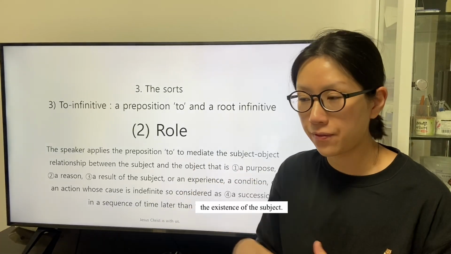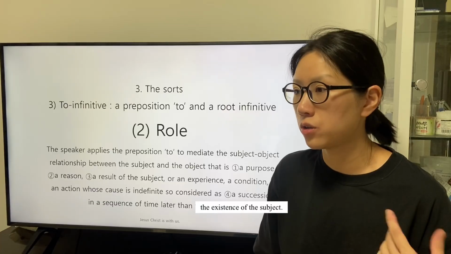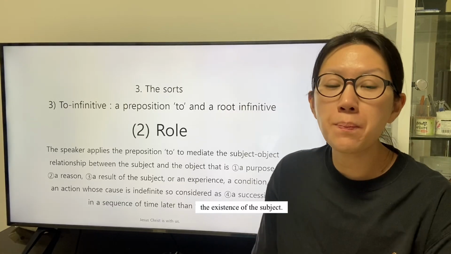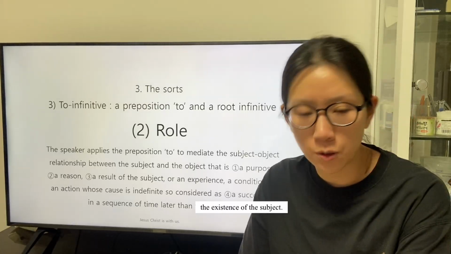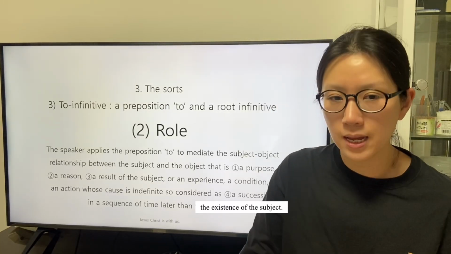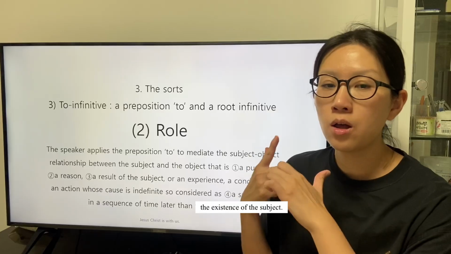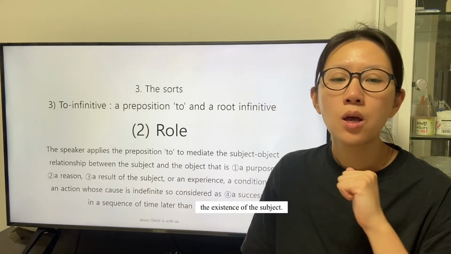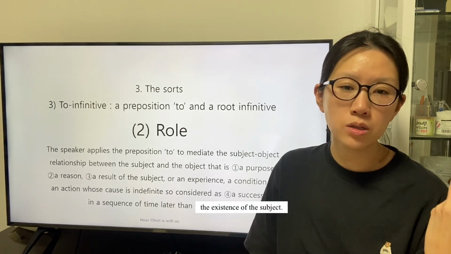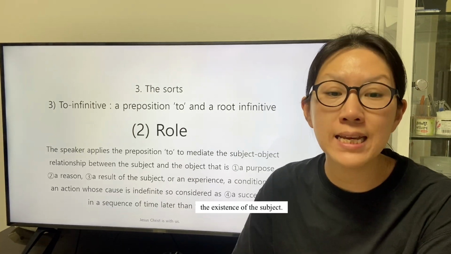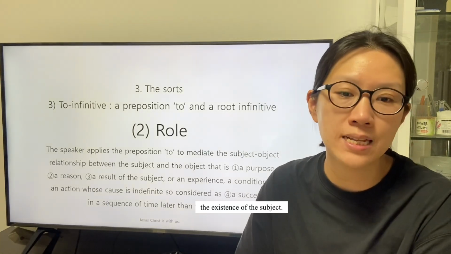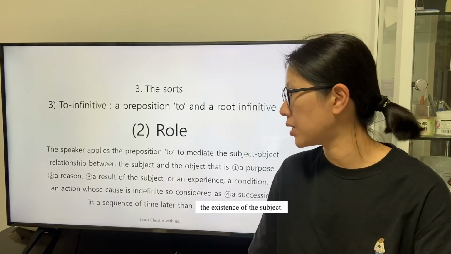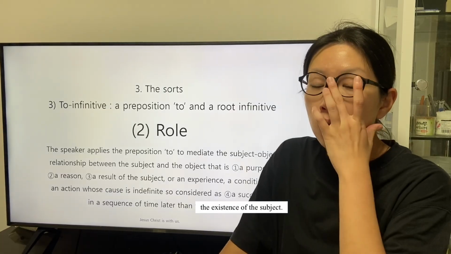Let's start to study from the role of a to-infinitive. The speaker applies the preposition to mediate the subject-object relationship between the subject and the object, that is a purpose, a reason, a result of the subject, or an experience, a condition, or an action whose cause is indefinite, so considered as a succession in a sequence of time later than the existence of the subject.